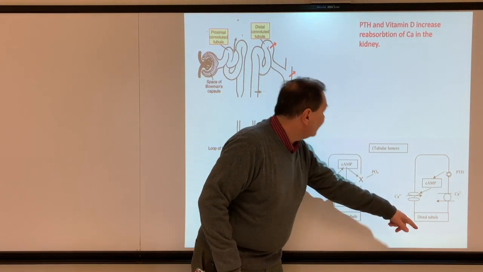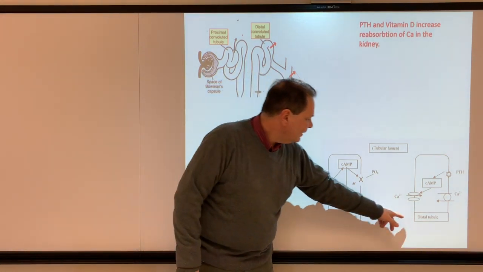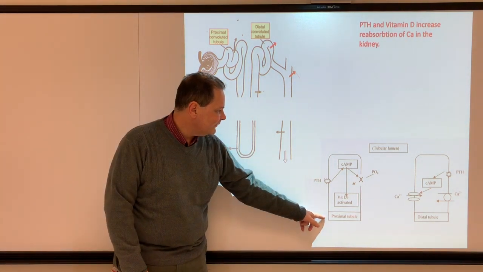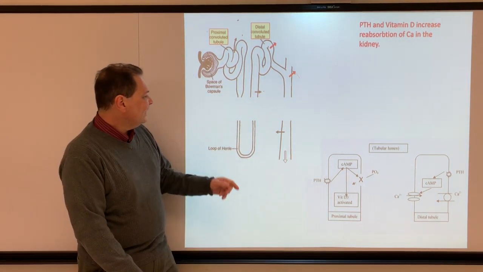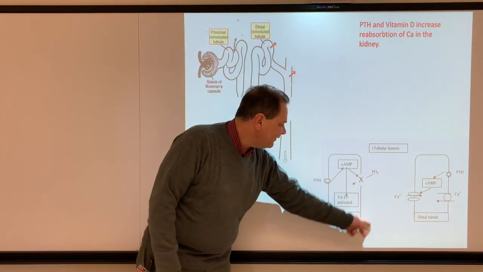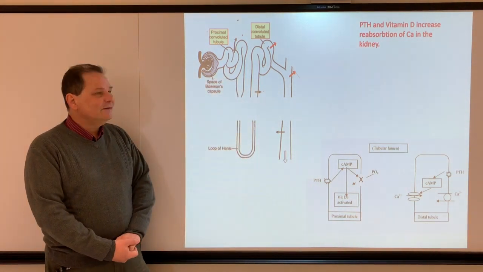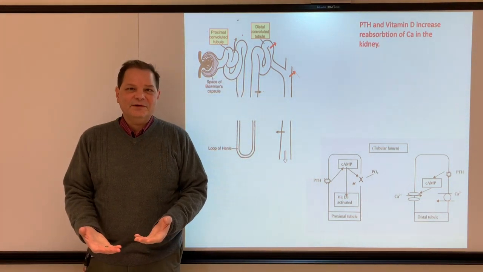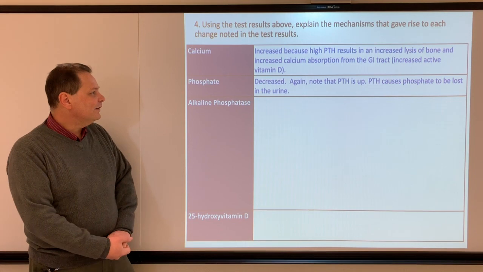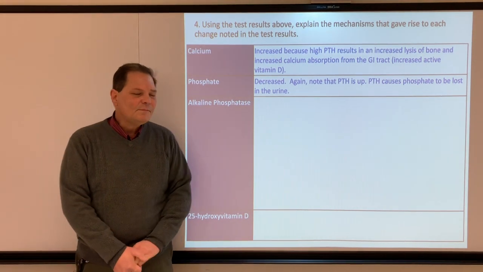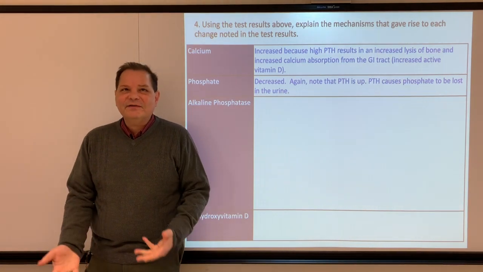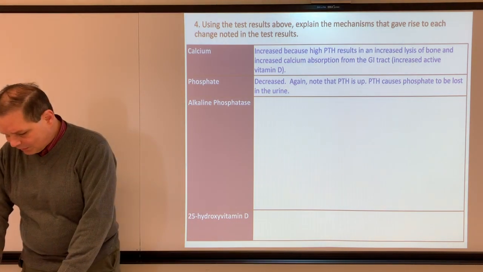PTH causes in the distal convoluted tubule calcium reabsorption, more calcium reabsorption. In the proximal convoluted tubule at the same time, it causes less phosphate reabsorption. In other words, it causes more phosphate to be excreted in the urine. So you are losing phosphate in the urine. You would anticipate that phosphate would be low, which of course it was due to the fact that PTH is high. Alkaline phosphatase, what should be happening there? Well, we think alkaline phosphatase. Which alkaline phosphatase have we talked about?